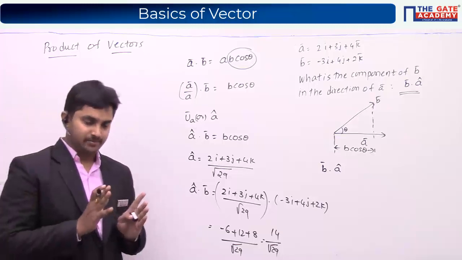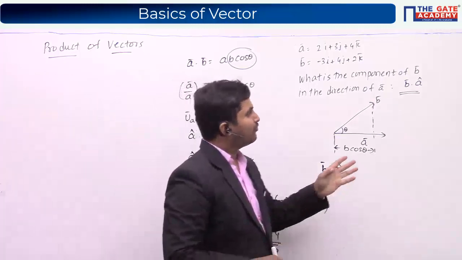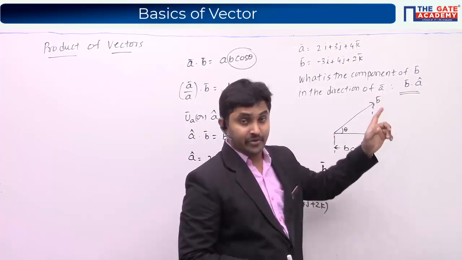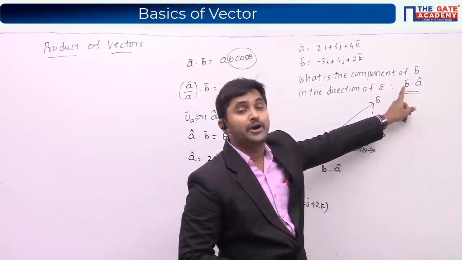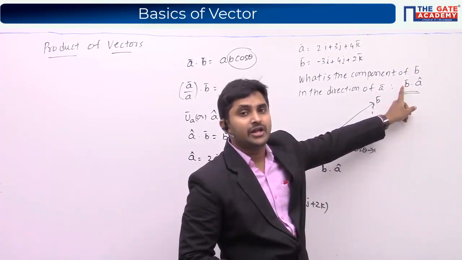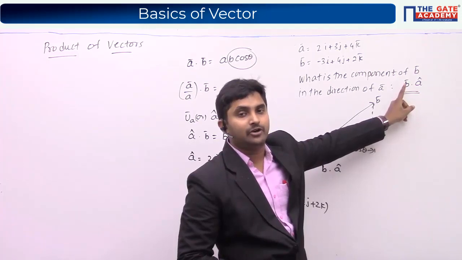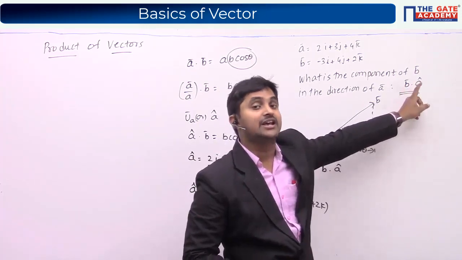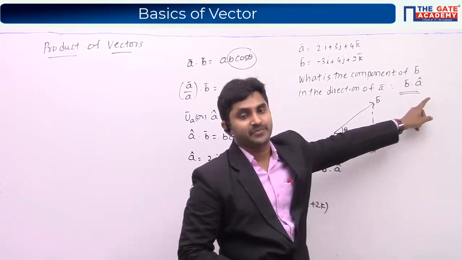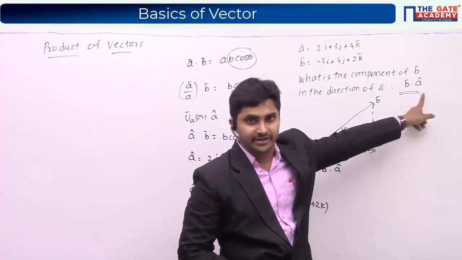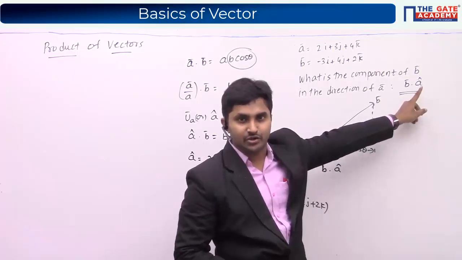Please try to understand, what we are doing here is the dot product of B with the unit vector in the direction in which you want the component. In which direction do you want the component?